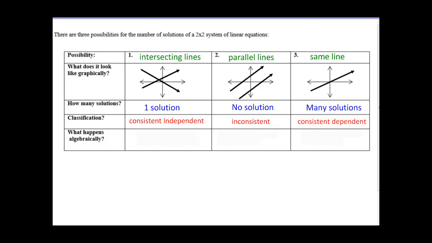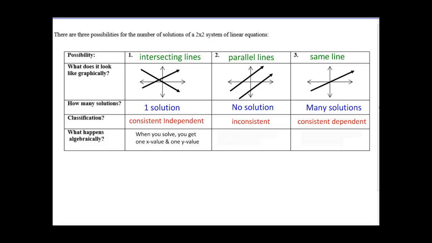Now, what if we don't do graphing? What if we solve this algebraically? There's not really a picture. We have to figure out what happens when you solve it algebraically. According to intersecting lines, when we solve it, you're going to get an x and a y value. So that is our point, our solution. Then parallel lines, and same lines.